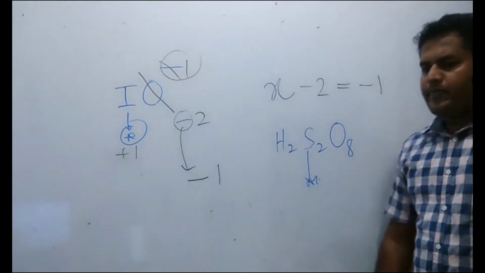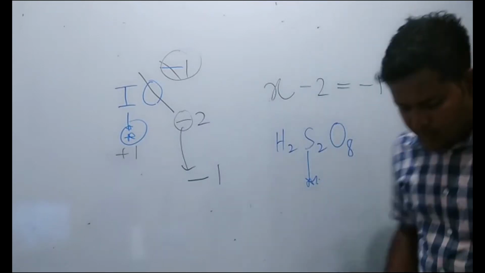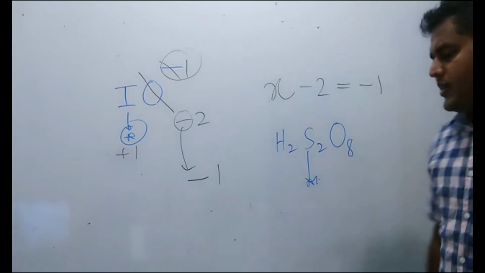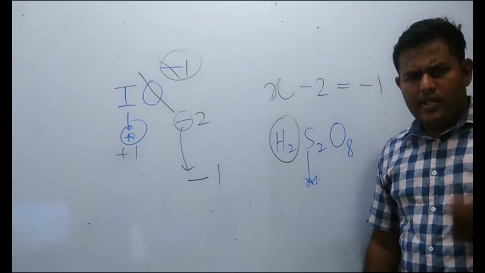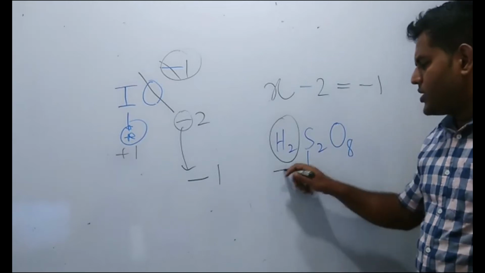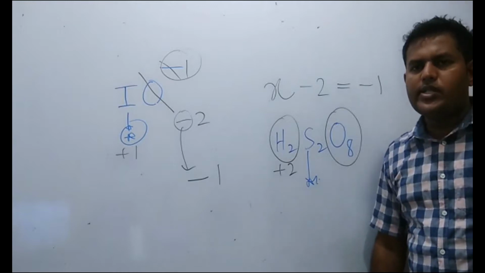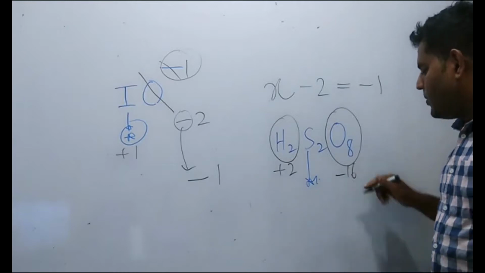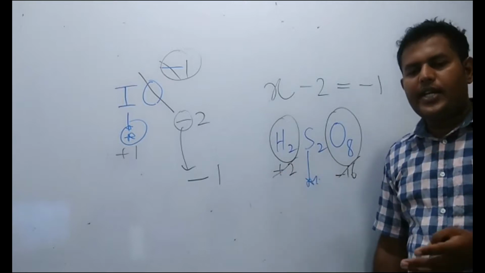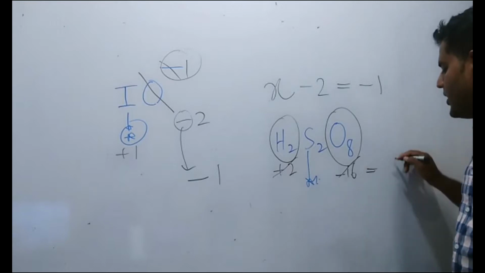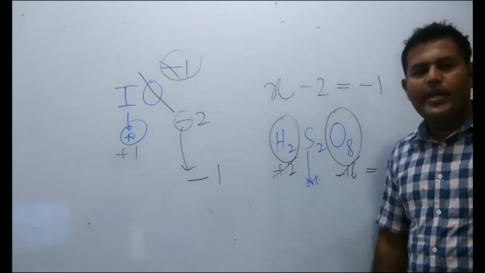Right, okay. I'm going to discuss. Plus 7 is the oxidation number. Two hydrogens here, most common: one hydrogen is plus 1, two hydrogens plus 2. Eight oxygens: one oxygen is minus 2, eight oxygens minus 16. Minus 16 plus 2 is minus 14. The overall charge must be 0.